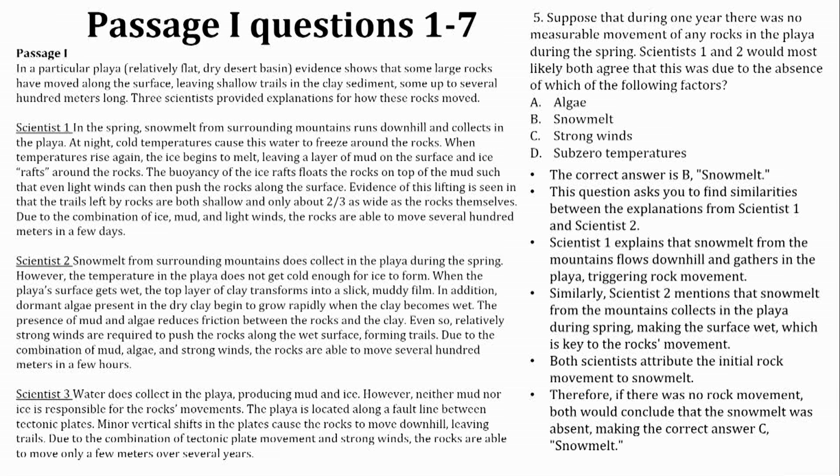This question asks you to find similarities between the explanations from scientist 1 and scientist 2. Scientist 1 explains that snowmelt from the mountain flows downhill and gathers in the playa, triggering rock movement. Similarly, scientist 2 mentions that snowmelt from the mountains collects in the playa during the spring, making the surface wet, which is key to the rock's movement. Both scientists attribute the initial rock movement to snowmelt. Therefore, if there was no rock movement, both would conclude that the snowmelt was absent, making the correct answer snowmelt.